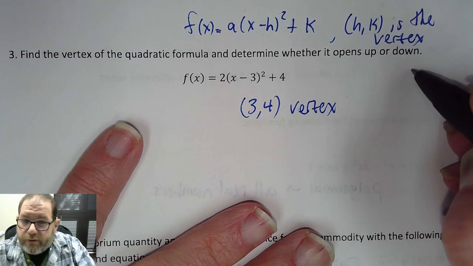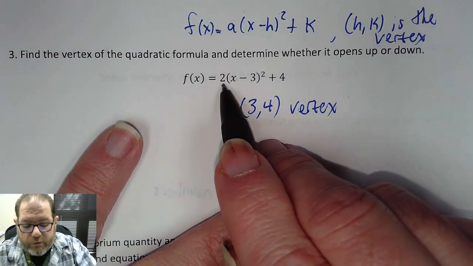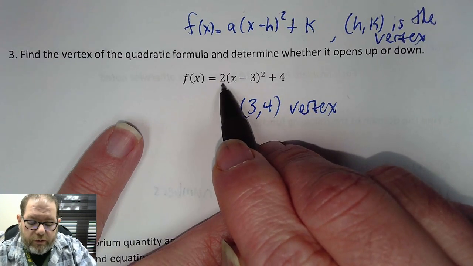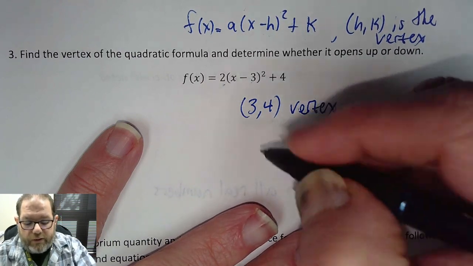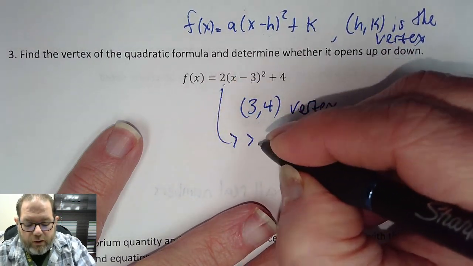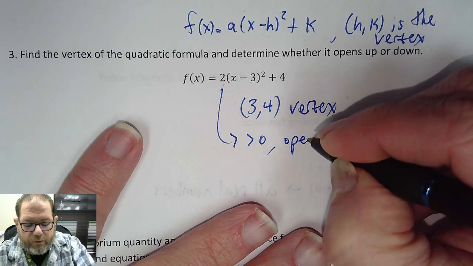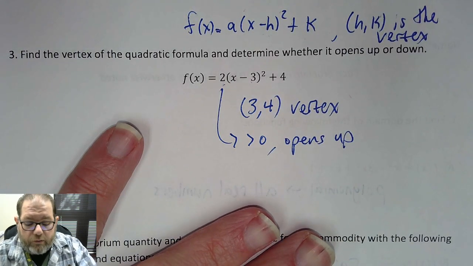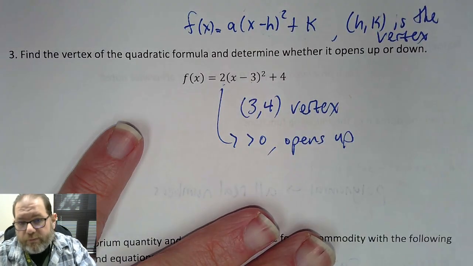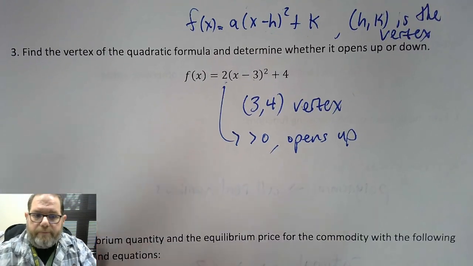And then whether it opens up or down depends on this number in front. Now, our 2 is positive, and so because that's positive, we can say that this is going to open up. And so that's our response here. So if this had been a negative number, it would open down instead.